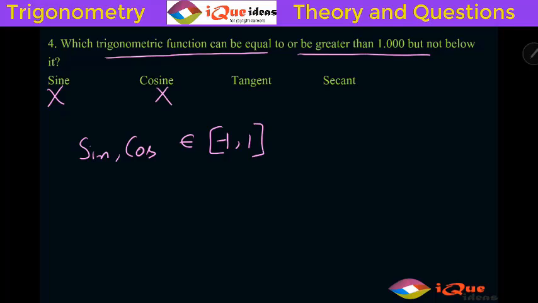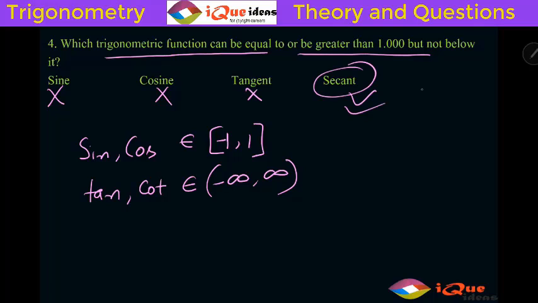Okay. Now if you remember tan values, tan and cot, both these values belong to the set from minus infinity to plus infinity. Oh, so that means my tan and cot values will be below 1 as well as above 1. So that also is wrong. So clearly secant is left. So that is the answer of the question.